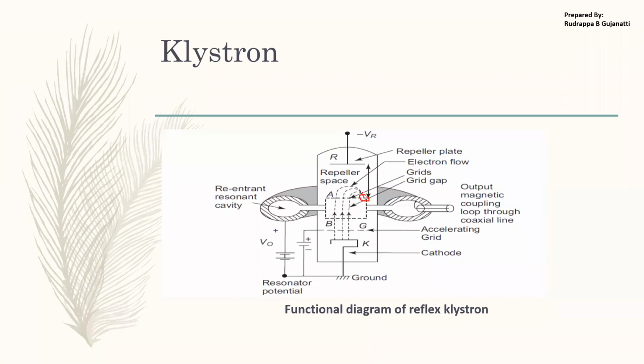So now, since you have suddenly changed the kinetic energy of the electrons which are moving in the repeller space, this kinetic energy has to be released at some point. So when bunching of these electrons happens, that kinetic energy is released at this position. This helps in the generation of the microwave signal.